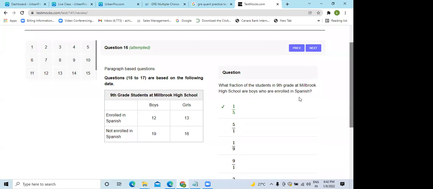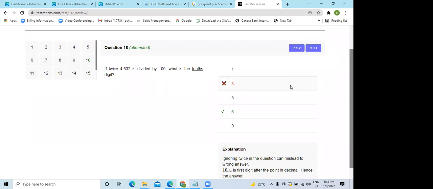Next question. Yeah, that's right. What fraction? 1/5. The next question is also right. Maybe the other two. Yeah, 3. This is wrong.